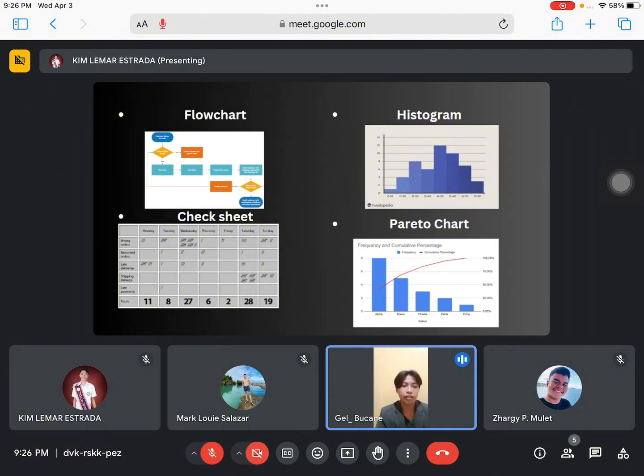And then, second is the histogram. It can be useful for getting a sense of the distribution of observed values. And also a chart that shows an empirical frequency distribution.